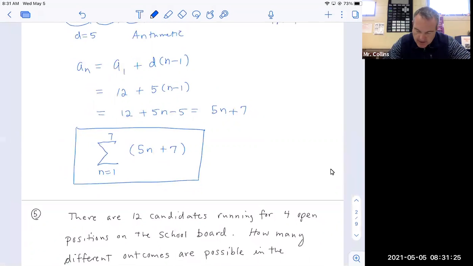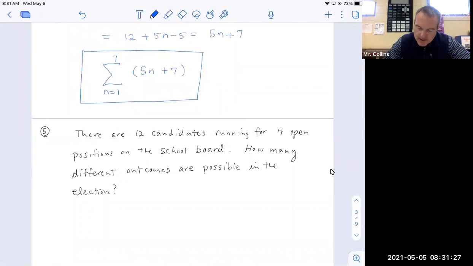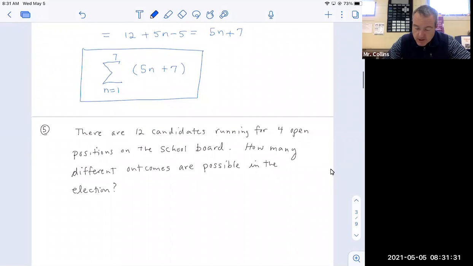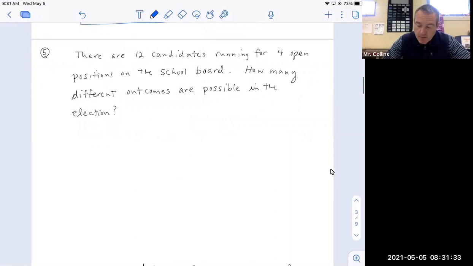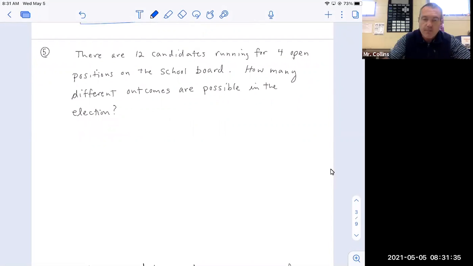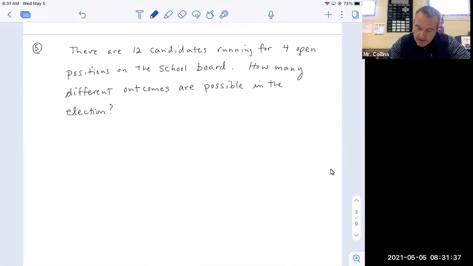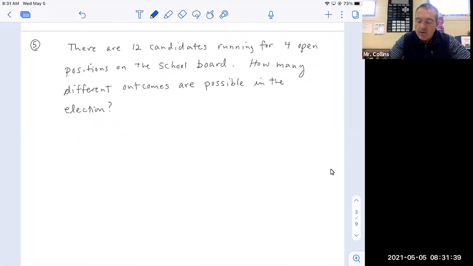All right. Our next topic was combinatorics. I really just dealt with combinations. We didn't do anything with permutations. So 5 is a pretty simple problem. 12 candidates are running for 4 positions on the school board. How many different outcomes are possible? So they're really saying how many different combinations. I'm going to write combos, right? And the rule for this is out of 12 we're choosing 4. So that's 12 choose 4.